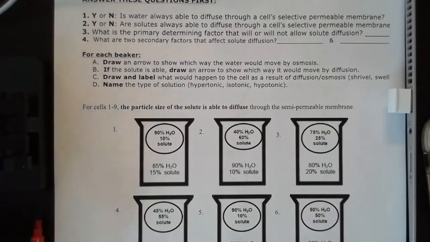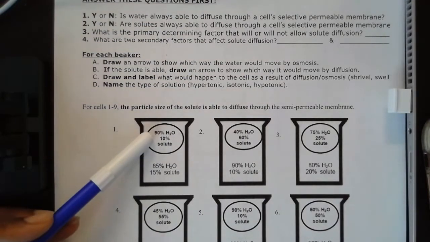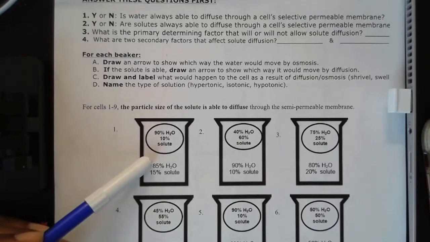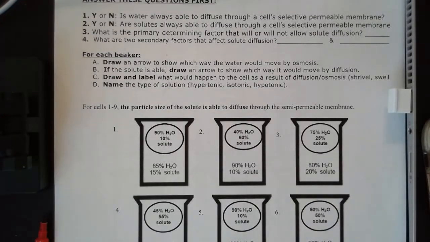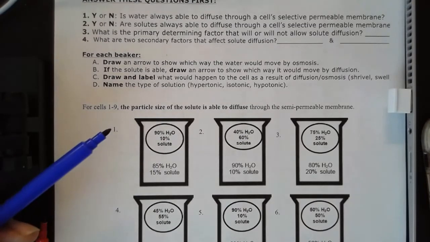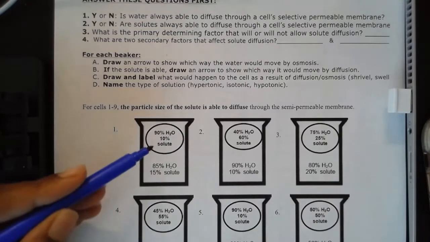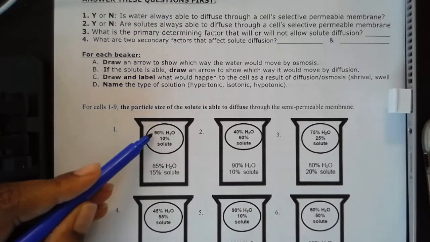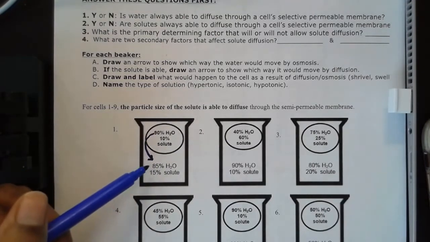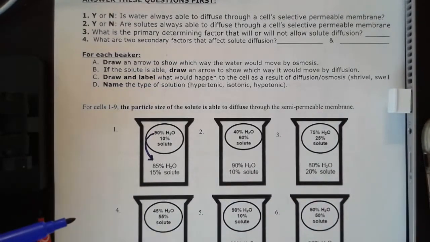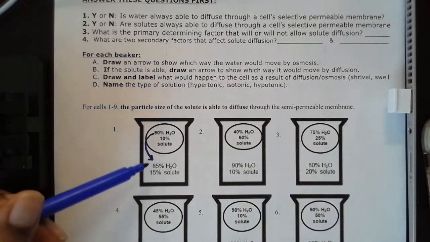Okay. For A, we're only looking at the water percent. So inside of the cell is 90% water, and outside of the cell is 85% water. I need to compare those numbers. Which one would be the biggest? 90. So we know that in osmosis, the water is going to move from where there's more water to where there's less water. There's 90% water in the cell. The water will move out of the cell into the beaker where there's only 85%. It's going to move from highest concentration to lowest.